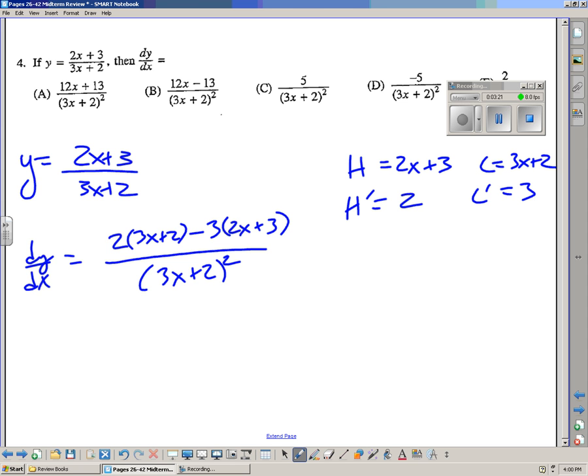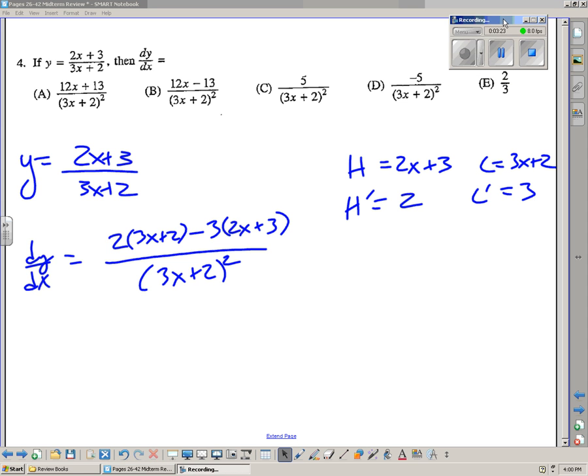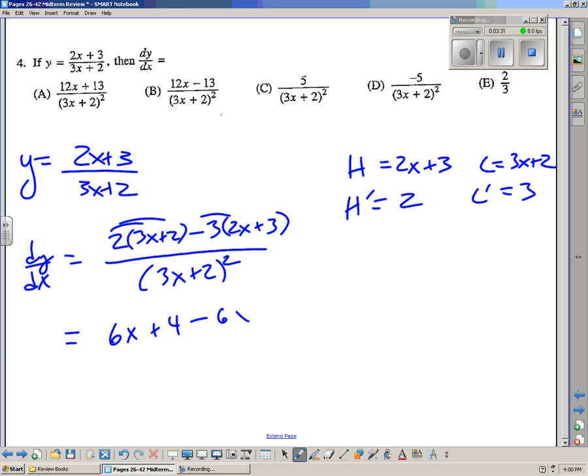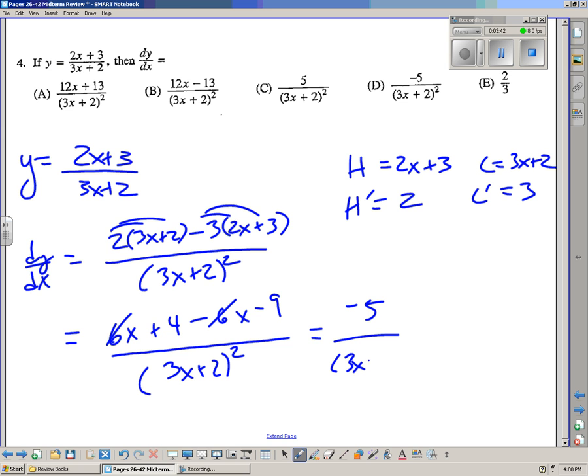This is not a choice. We have to go and simplify this, which we can by distributing. We would get (6x plus 4 minus 6x minus 9) over (3x plus 2) squared. So the 6x's go away. We get negative 5 over (3x plus 2) squared. Choice D is correct.